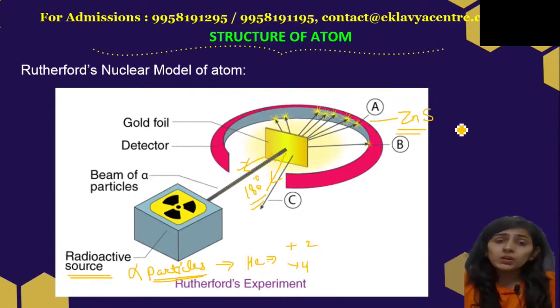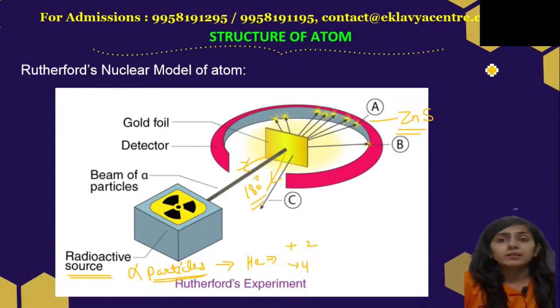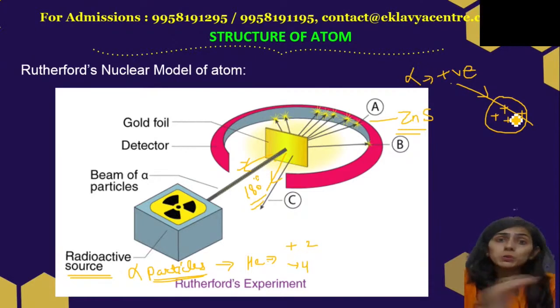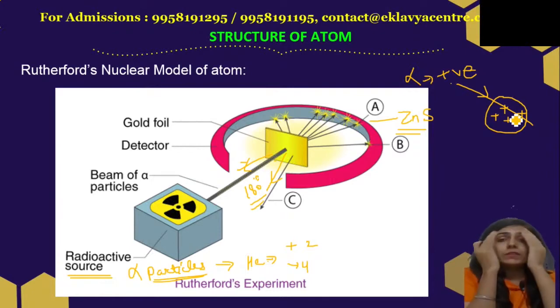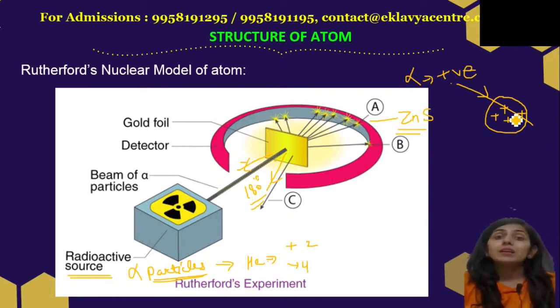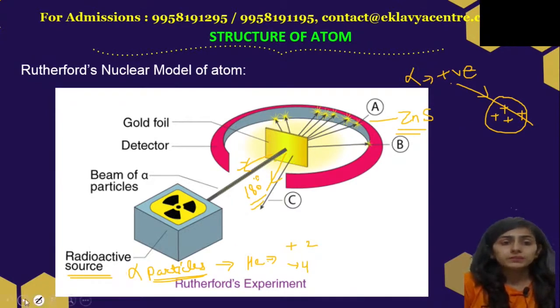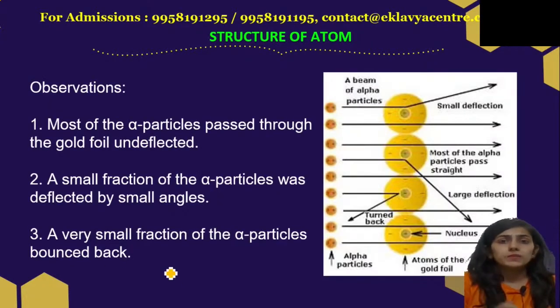Why? Because we know that the charge of an alpha particle is positive, and Thomson said that the atom is actually a sphere of positive charge. How is it possible that alpha particles were able to pass through the gold foil undeflected? So he said the theory which was given by J.J. Thomson was incorrect, and he gave his own theory, based on his observations. Let us study the observations first.